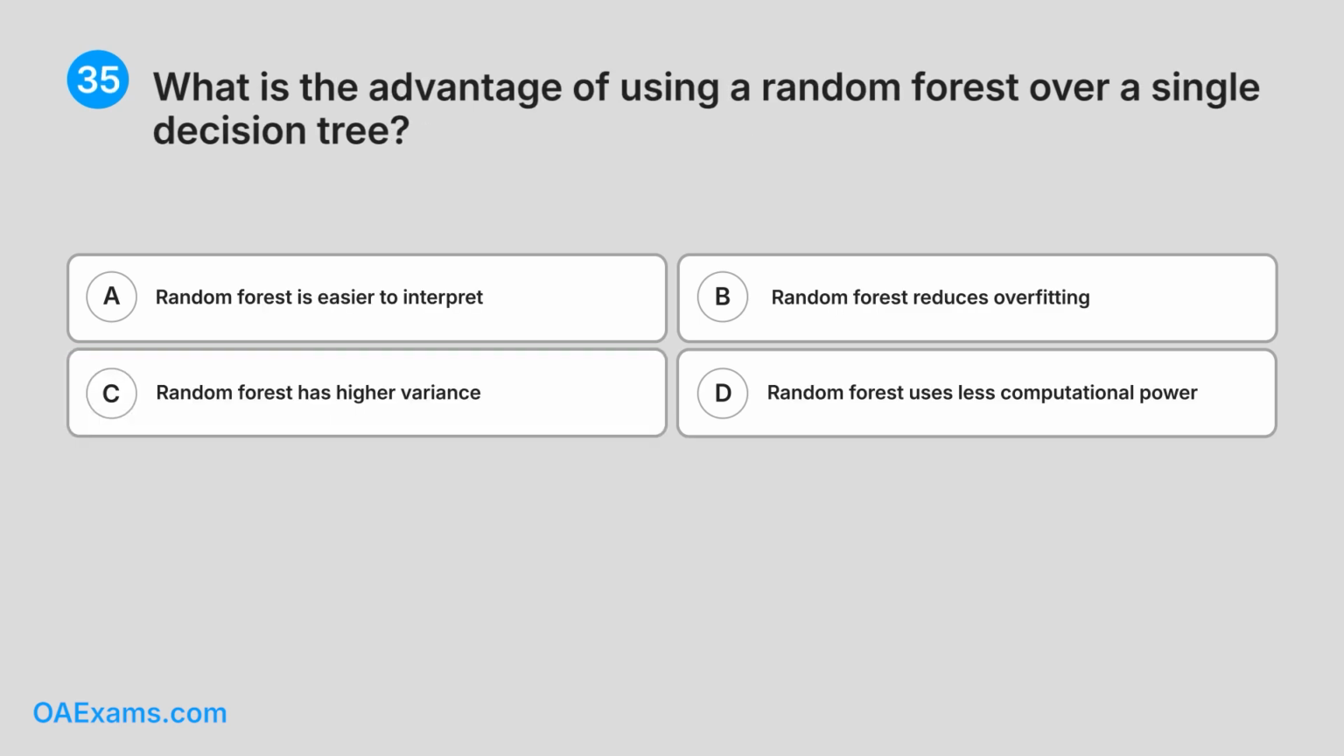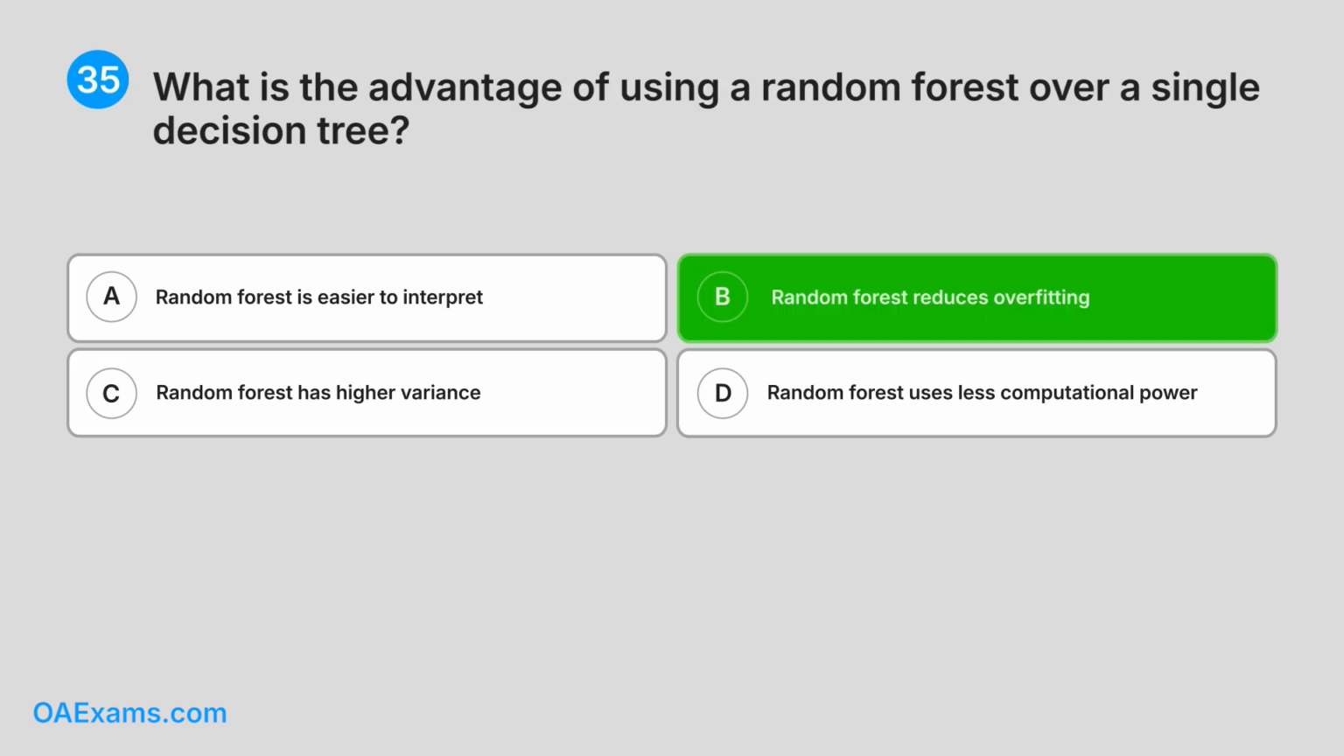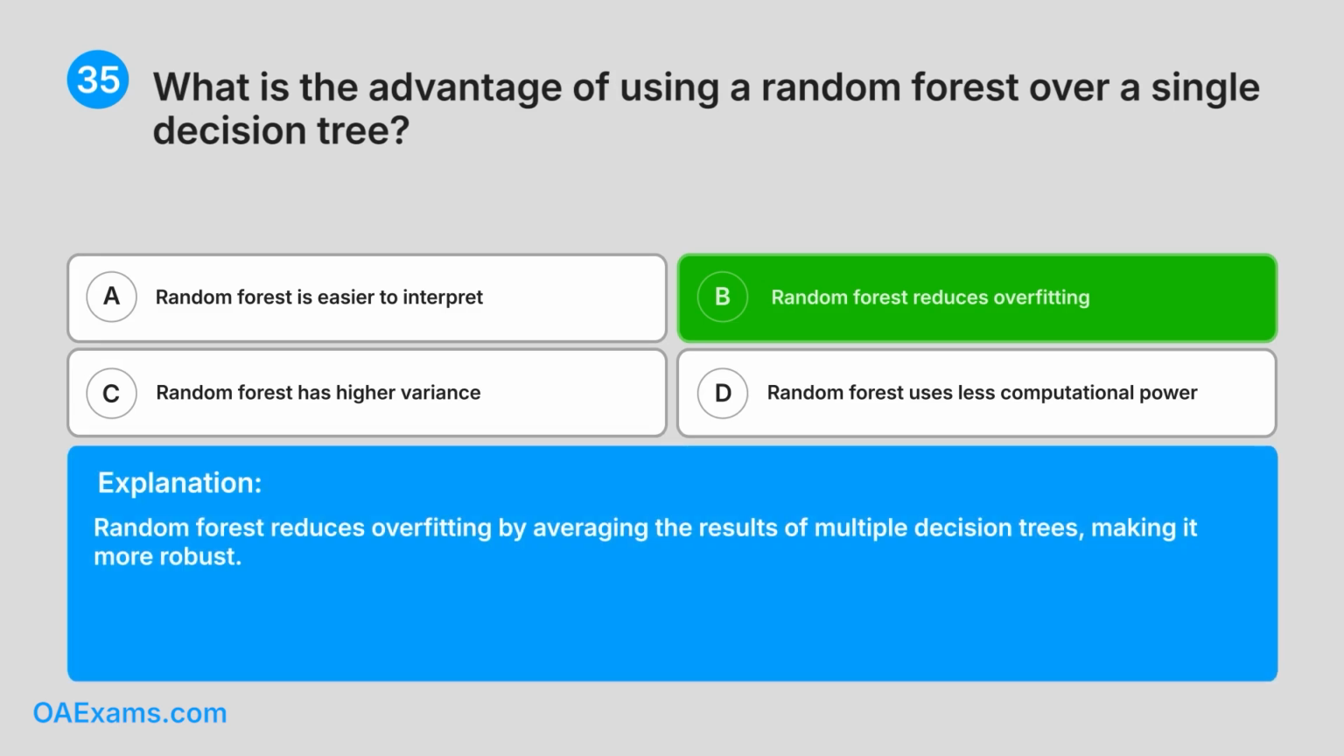35. What is the advantage of using a random forest over a single decision tree? A. Random forest is easier to interpret. B. Random forest reduces overfitting. C. Random forest has higher variance. D. Random forest uses less computational power. Can you guess the answer? Correct answer. B. Random forest reduces overfitting. Explanation. Random forest reduces overfitting by averaging the results of multiple decision trees, making it more robust.